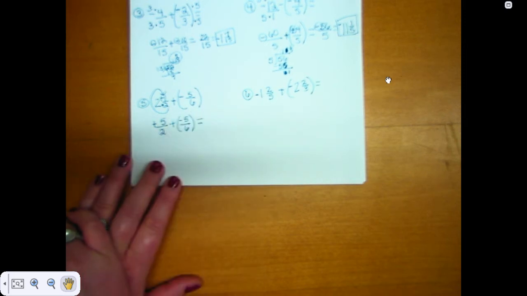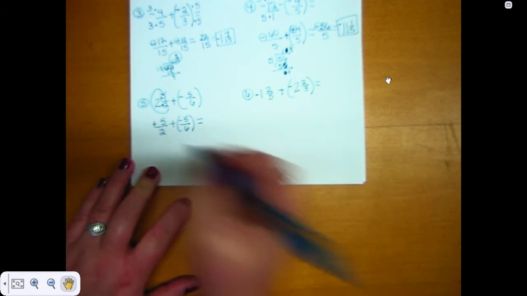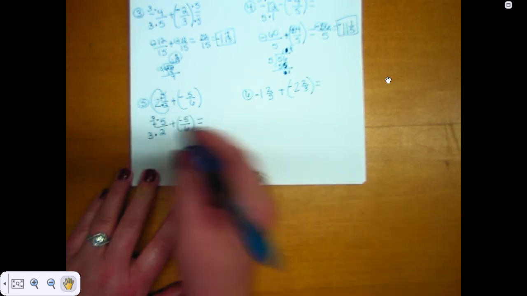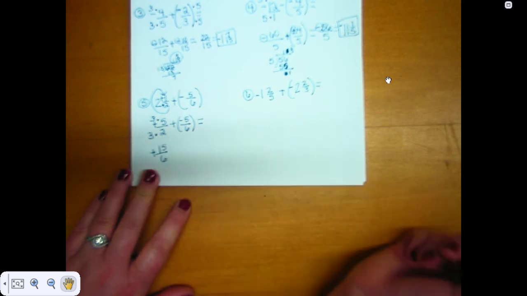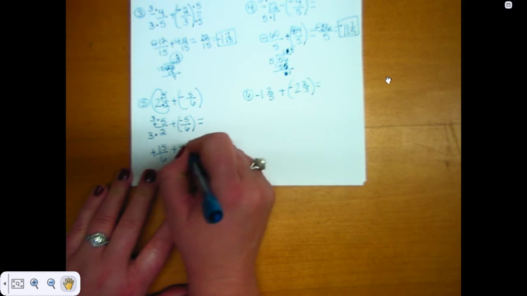Now, check your denominators. My denominators are not the same, so I need to find a common denominator. And I'm going to use 6 because I know that 2 times 3 is 6. So 2 times 3 is 6. If I do the bottom times 3, I have to multiply the top times 3. So that gives me 15/6. And remember, it is positive, so I'm going to keep that positive. Now I'm going to bring down the rest.